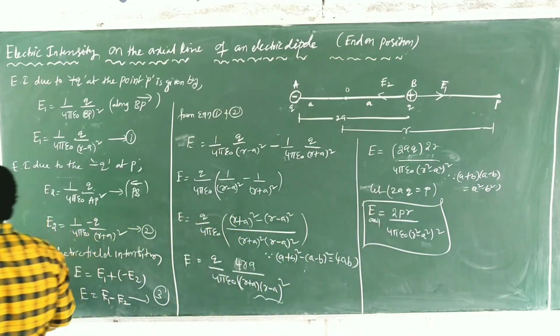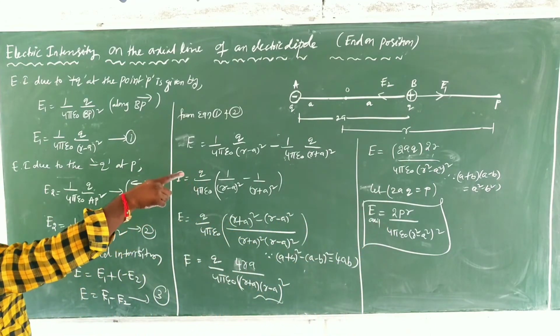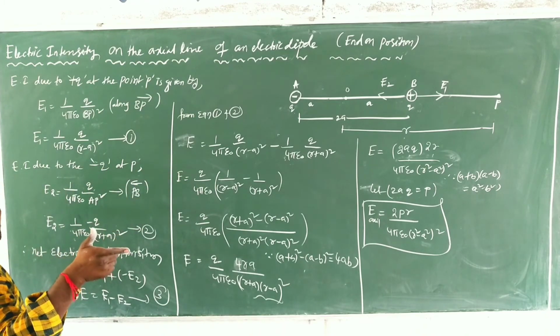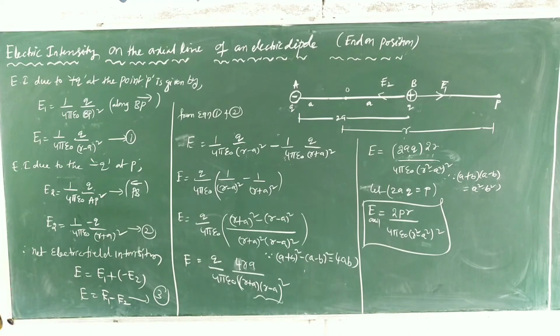After that, when there are two electric field intensities at the point P, according to the law of addition we will write the resultant electric field intensity. Net electric field intensity E is equal to E1 plus or minus E2. Why are we writing minus? Because it is a negative charge. Then E is equal to E1 minus E2. So this is the expression for the resultant intensity.